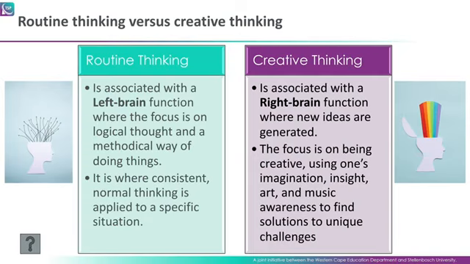Let's have a look at creative thinking. As you can see by the image on the right hand side, this is where you would be far more creative and looking at imagination, art, music, and that sort of thing. This would be the right hand side of the brain, looking at new ideas and creative ideas that are generated. The focus is on being creative, using one's imagination, insight, art, and music awareness to find solutions to unique challenges.